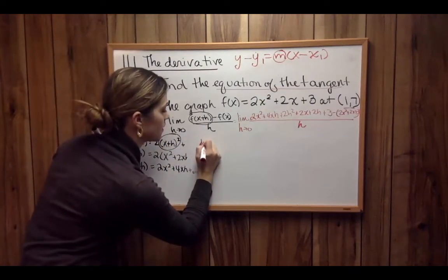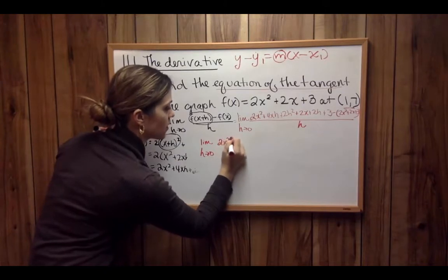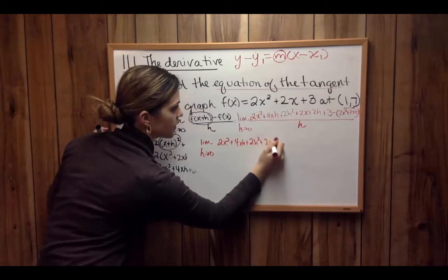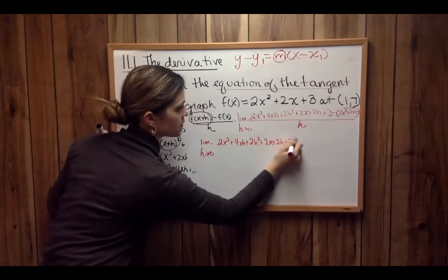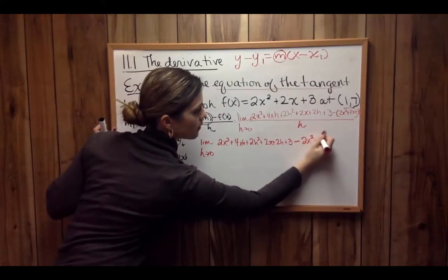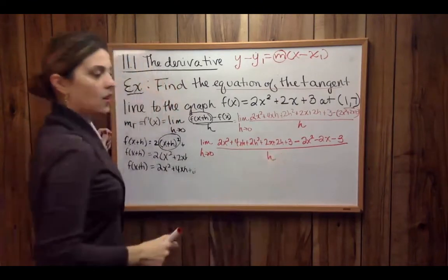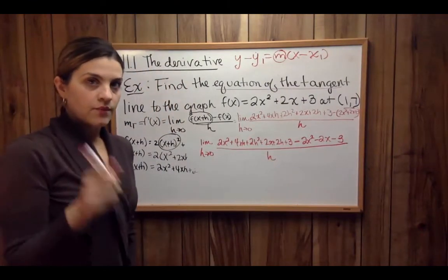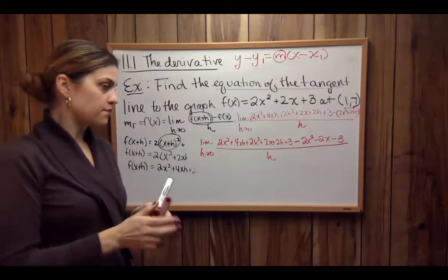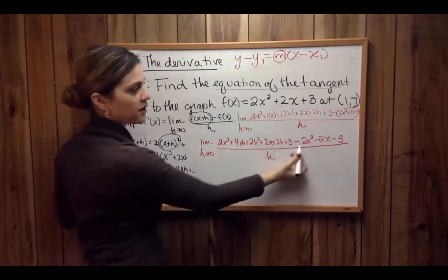The limit as h approaches 0 of 2x squared plus 4xh plus 2h squared plus 2x plus 2h plus 3 minus, distribute that negative, minus 2x squared minus 2x minus 3 all over h. Anything that doesn't have an h should simplify and go to 0. So let's see, do I have a 2x squared and a minus 2x squared? I do.